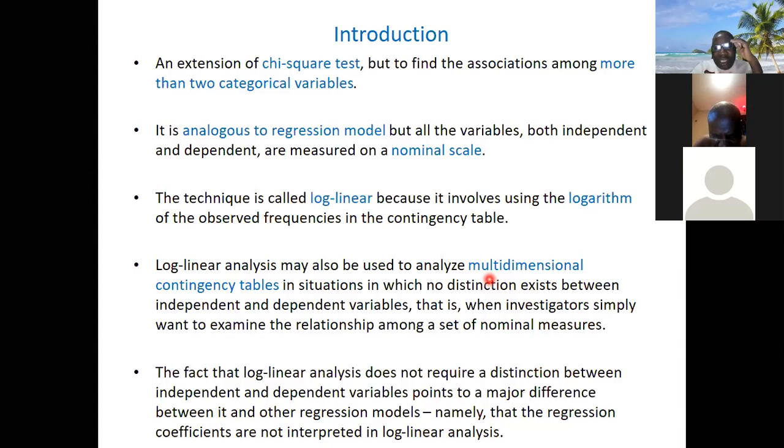The fact that log linear analysis does not require a distinction between independent and dependent variable points to a major difference between it and other regression models, namely that the regression coefficients are not interpreted in log linear analysis. So when we say log linear, it's related to regression model, but there's nothing like a regression coefficient interpreted in this one, because in all the regression, there's an outcome variable you are predicting.